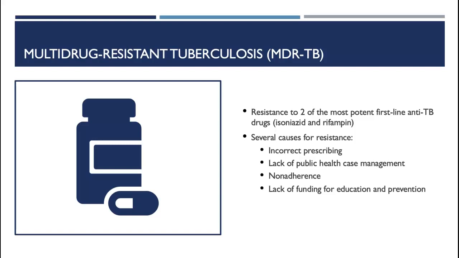Unfortunately, we are seeing multi-drug resistant tuberculosis, and this is when TB is resistant to 2 of the most potent first-line anti-TB medications, isoniazid and rifampin. And there are several causes for this resistance. Part of it is incorrect prescribing, lack of public health case management to ensure that people are staying compliant, which is part of the next one, non-adherence, although I prefer the word non-adherent over non-compliant, and then lack of funding for education and prevention.